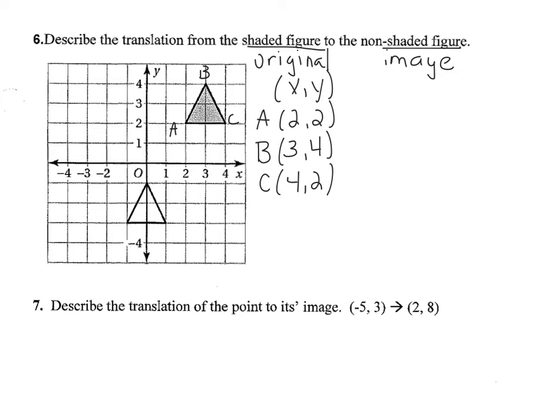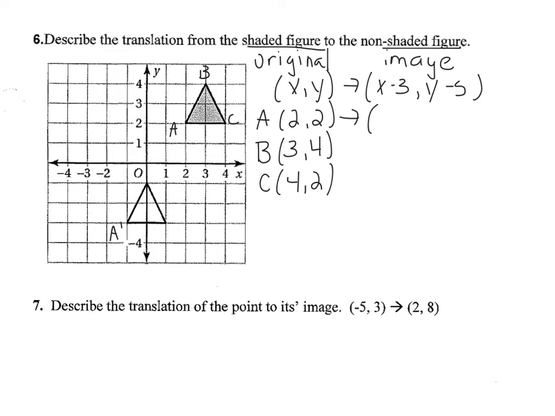Now I'm going to choose one of my vertices. I am going to start with A. I am going to count how many units to the left or right I have to move, and then how many units up or down to get to the same vertex on the image. So on A, I'm going to move 1, 2, 3 units to the left. So that would be x minus 3 for the coordinate notation. And then I'm going to move 1, 2, 3, 4, 5 units down. So that would be y minus 5. So then here would be A prime.